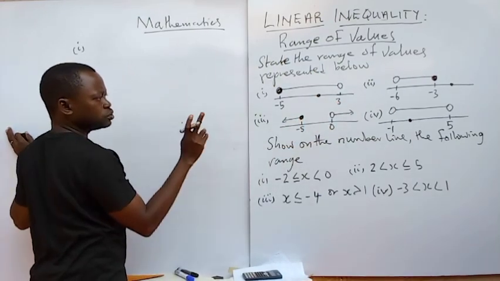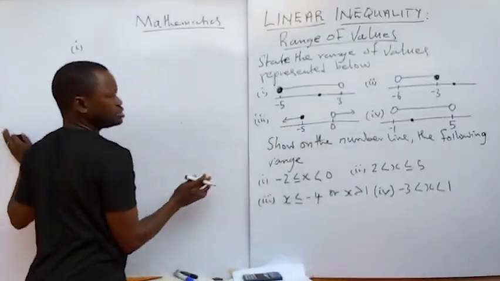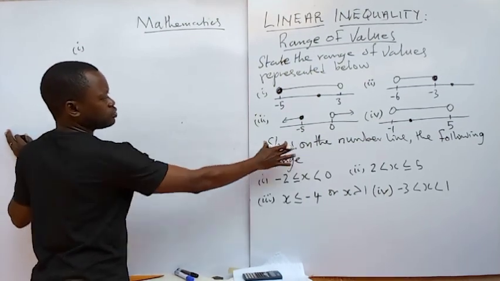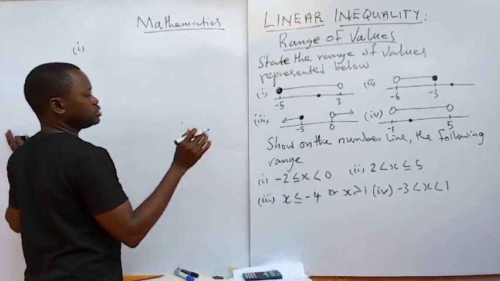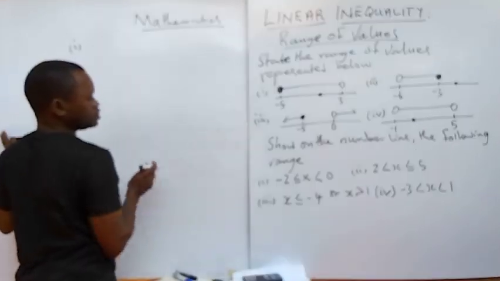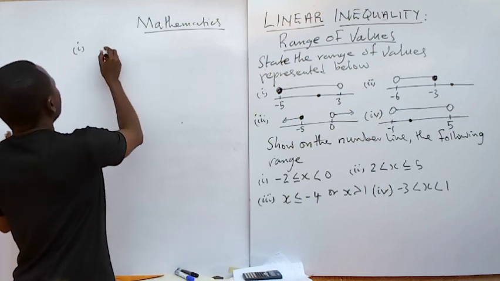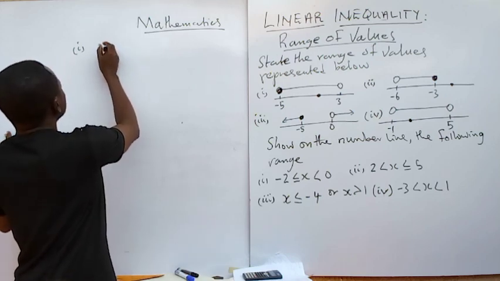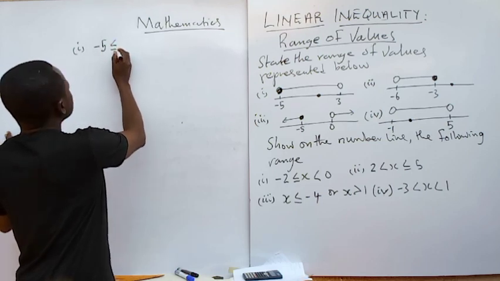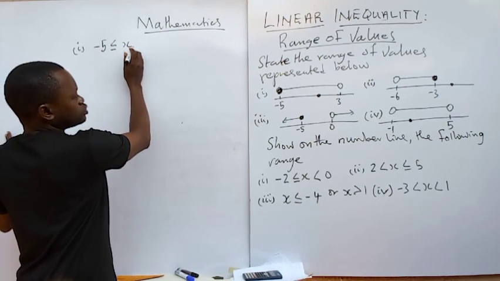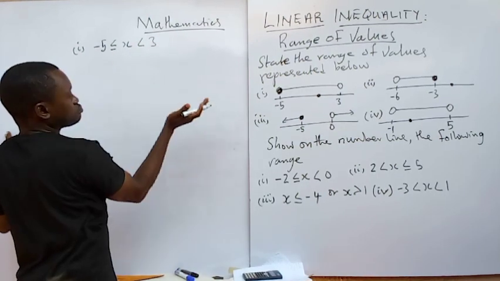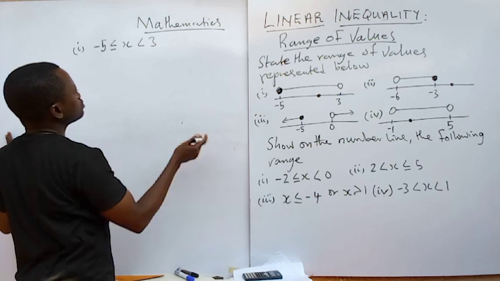Even though this, by this interpretation, means not inclusive, as I explained when I was introducing inequality symbols, this means not inclusive, this means inclusive. There is a symbol we can use to represent that. So this will be -5 less than or equal to x, we are talking about a range of values for x, and then strictly less than 3. As simple as that.